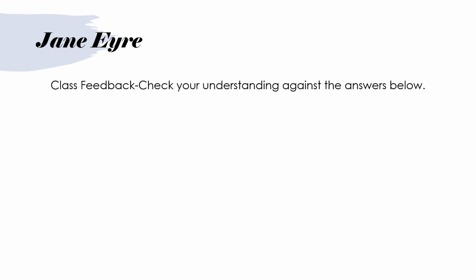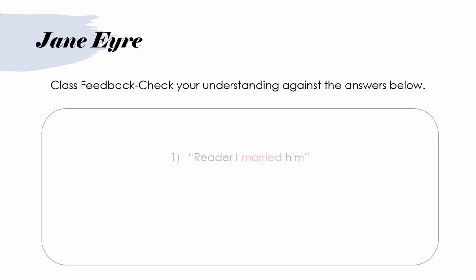Class feedback. Check your understanding against the answers below. "Reader, I married him." So if you're not sure what we mean by this one, this is Jane Eyre where she's speaking directly to the audience and she's just expressing her free will to choose. If you think back to the context that we mentioned at the start of the video, it's all about her being this independent, strong and capable woman and making her own choices.